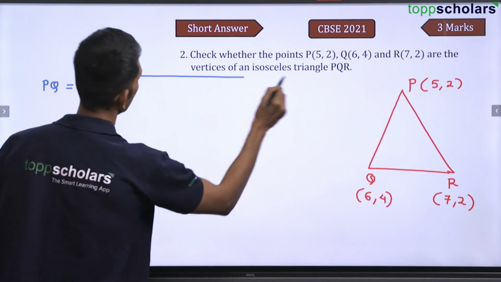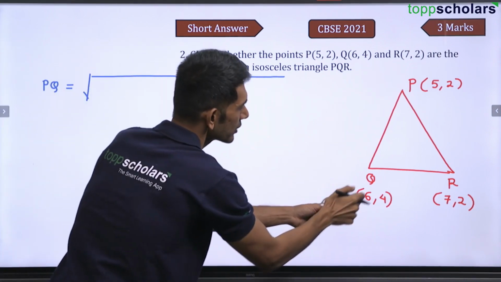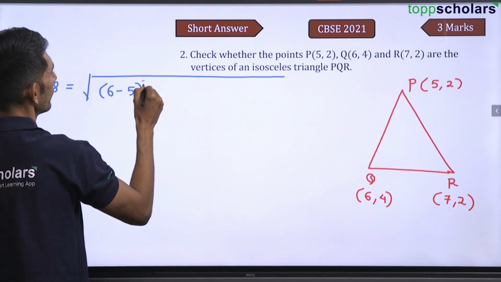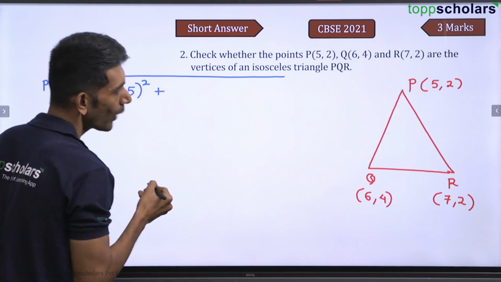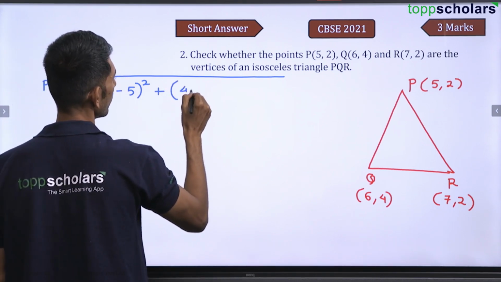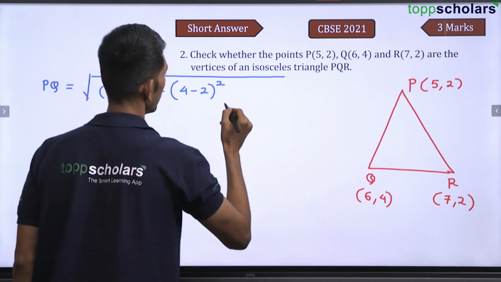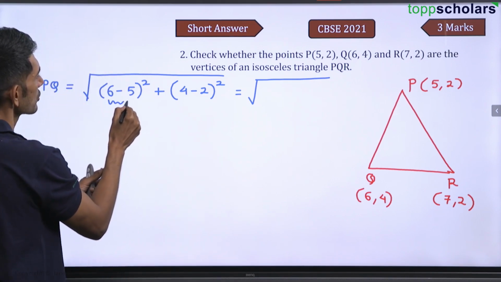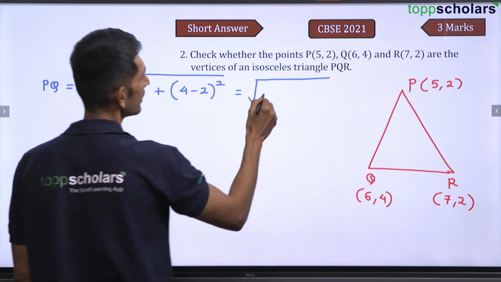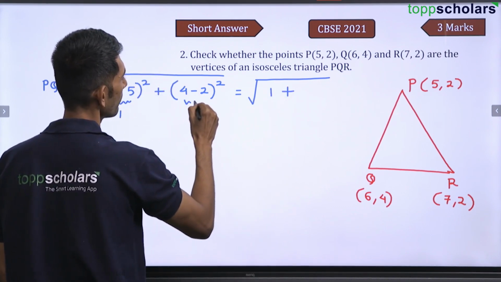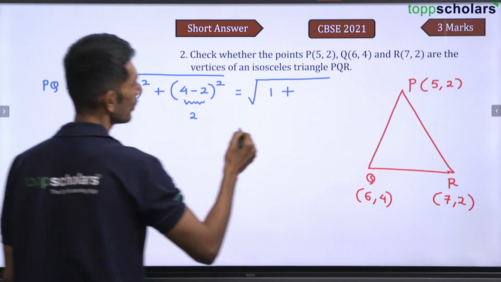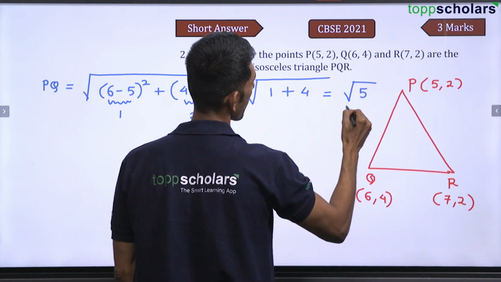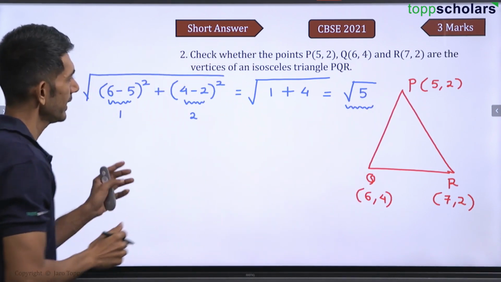How do we do that? Under root, x2 minus x1. So can I say I have 6 minus 5 the whole square plus y2 minus y1, 4 minus 2, the whole square. That gives you under root 6 minus 5 is how much? 1. 1 square is 1, plus 4 minus 2 is how much? 2. 2 square is 4, and 1 plus 4 is 5. So you get under root 5. Okay, let us keep it aside.